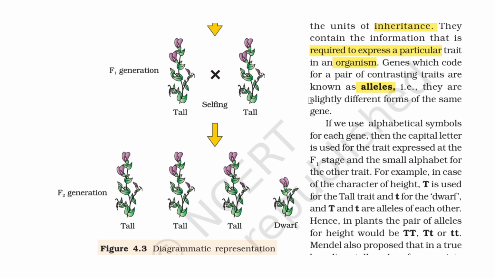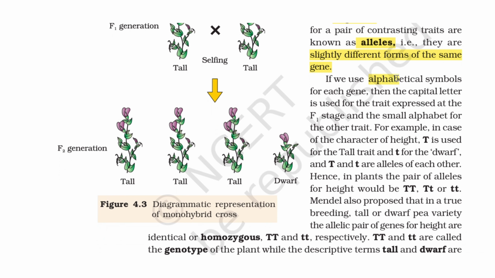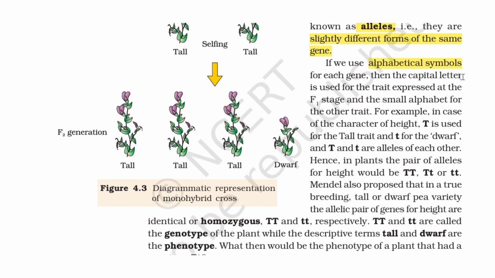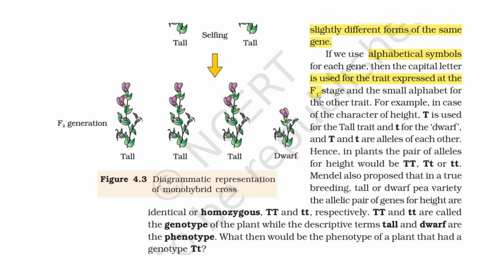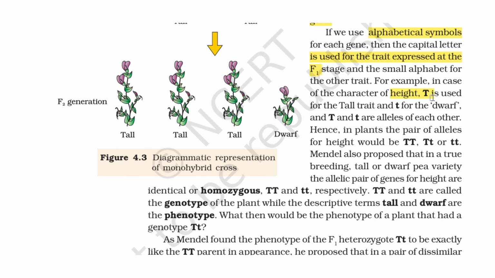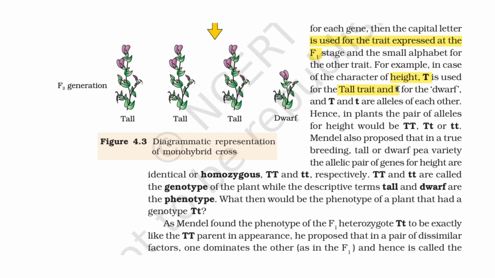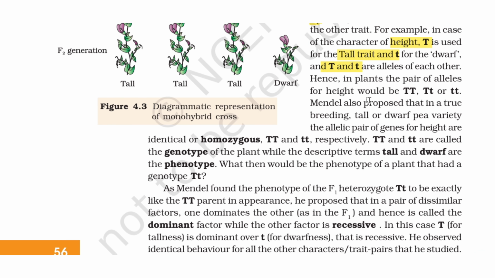the same gene. If we use alphabetical symbols for each gene, then the capital letter is used for the trait expressed at the F1 stage and the small alphabet for the other trait. For example, in case of the character of height, T is used for the tall trait and t for the dwarf, and T and t are alleles of each other. Hence, in plants the pair of alleles for height would be TT, Tt or tt.